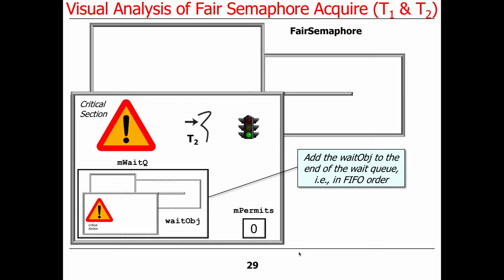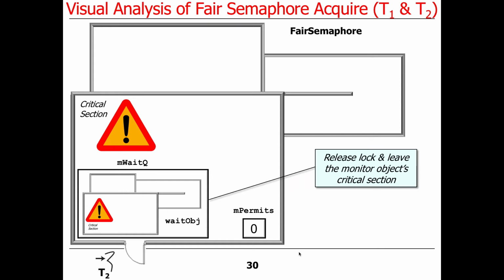So what you're going to do then is add the wait object to the end of the wait queue. Since it's a linked list, you'll use add. Add sticks it at the end of the linked list. So now the wait queue is going to have a new entry in it. Permit count still 0, lock is held, wait queue has the item, and then we're going to go ahead and release the lock and leave the fair semaphore monitor object's critical section.